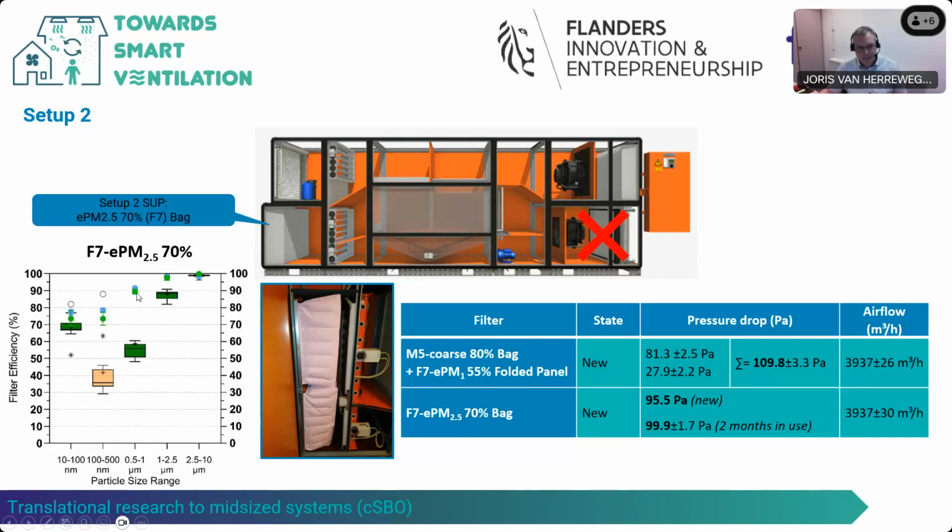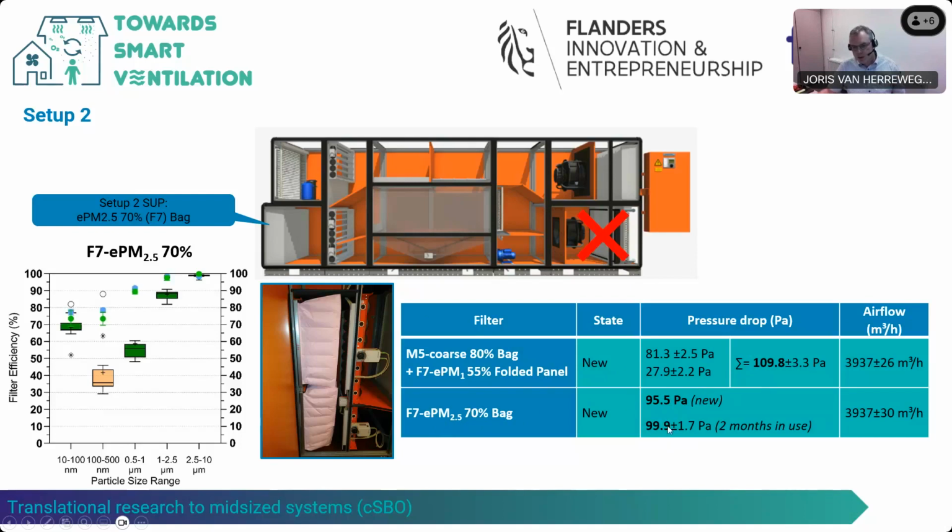We were also able to measure the pressure drop in the first setup and the second setup by the building management system. And so in this table, we see the results of this pressure drop measurement. For the combination of a coarse filter and a fine filter, it ends up at 110 Pascal. If we look at the F7 ePM2.5 70% bag filter, we have 96 Pascal in new state and approximately 100 Pascal after 2 months in use.